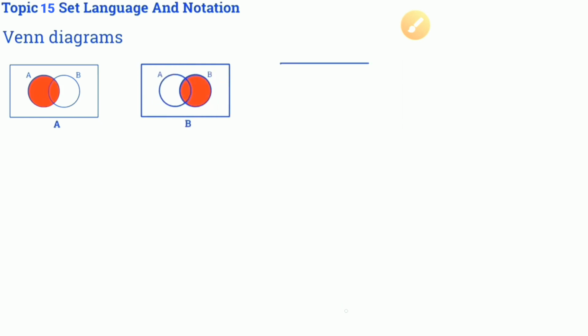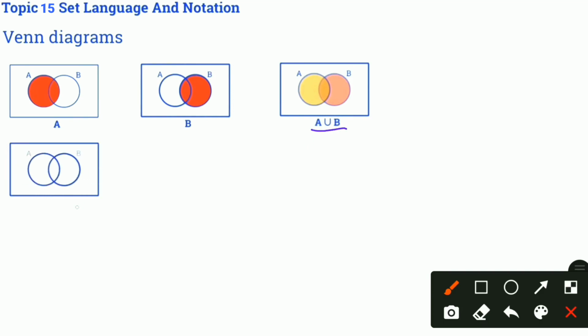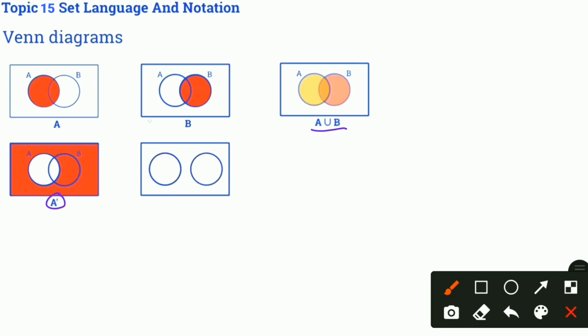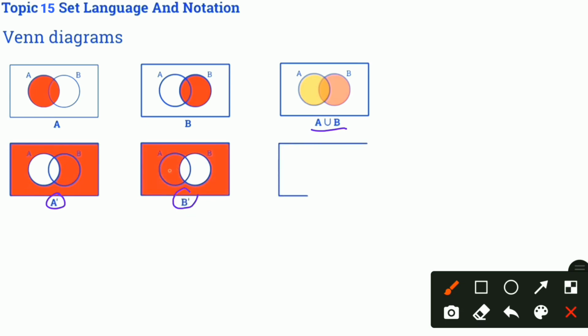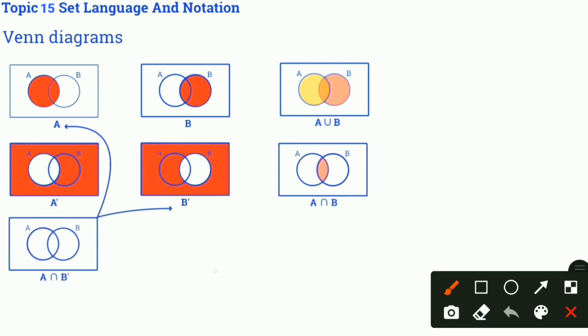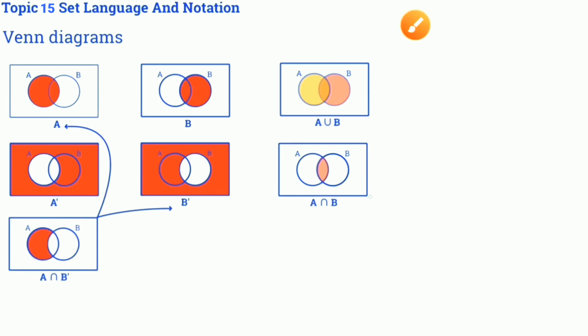Venn diagrams. Look at it carefully, you need to see each and every diagram. A union B, we know what it is. Complement of A is everything except A. Complement of B is everything except B. We shaded the region. A intersection B. Now we need to take the intersection of A and complement of B. If you look closely, these are the intersection between the two, so it's going to be this one.